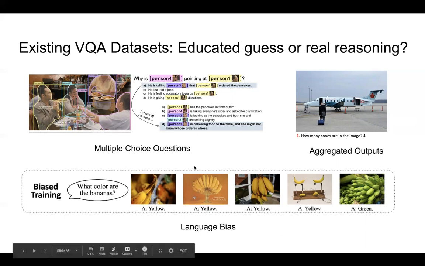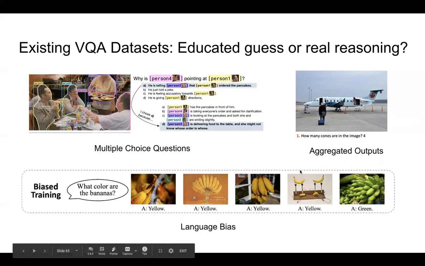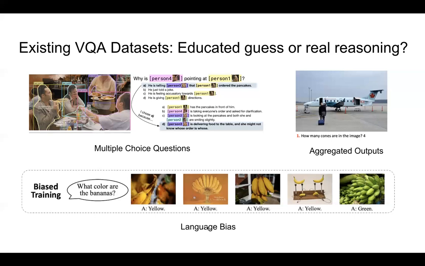If we have multiple choice questions, then a neural net could use certain biases or do educated guesses. The same with aggregated outputs. Yet another here is language bias. If the neural net has seen enough bananas in a data set which are yellow, then it could predict the answer without actually even looking at the current image, whether the bananas are yellow or green.